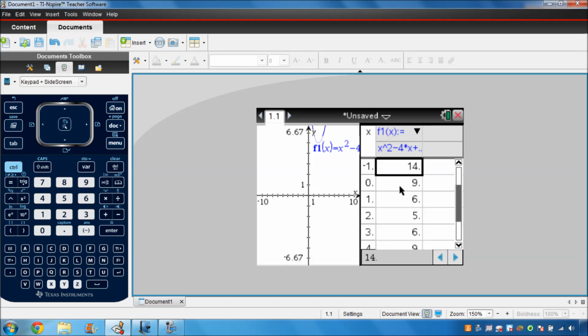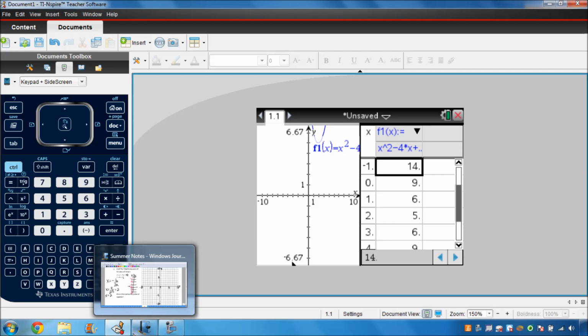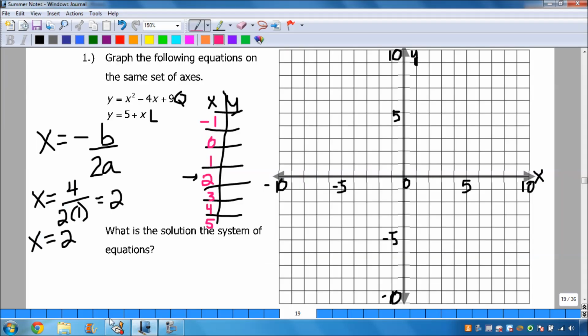When x is 0, y is 9, right? So we'll fill that information in right here. So I'll say this is 14, this is 9, right? And then you can copy the rest of your table of values down. You should get 6, 5, 6, 9, 14. Now, remember, the x equals 2 is the axis of symmetry, and 2, 5 is your vertex.